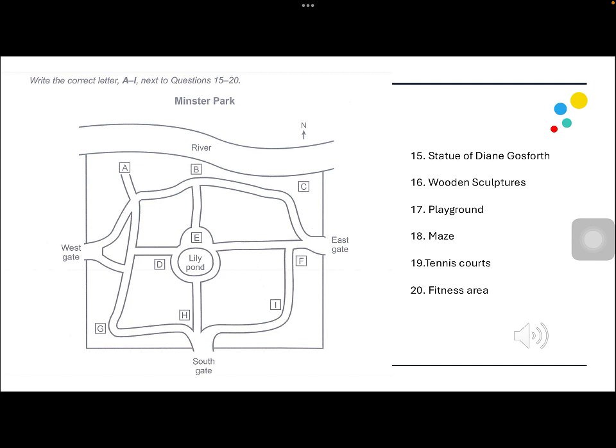The question asks us to write the correct letter A to I next to questions 15 to 20. The letters A to I are the locations already labeled in the map, so we just need to match. Map completion can be difficult for a lot of people, but with practice you can get better at it. If you miss one location, don't be disappointed. Move on and try to figure out the other options. It's very important to move on if you miss one question. All right, I'll play the audio now and let us continue with this question.